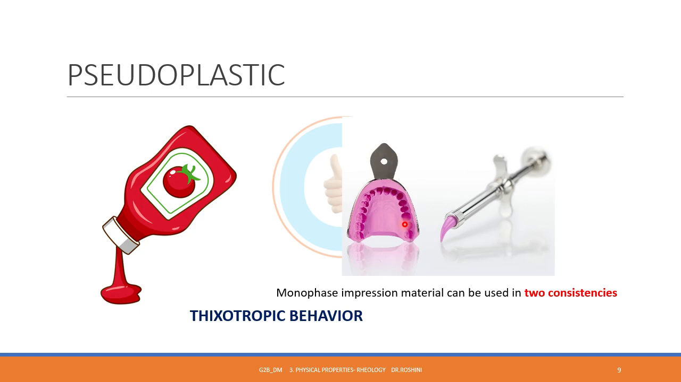The same material can be used as a heavy bodied material in the tray as well as a free flowing material in the syringe. So you can remember this ketchup example for pseudoplastic, and this type of behavior is called as thixotropicity. So the MCQ what they will ask is what type of liquids will exhibit this thixotropic behavior or pseudoplastic behavior or a shear thinning behavior. So all this comes under the category of pseudoplastic fluids where the fluid will be initially thicker and application of external shear force will thin the fluid and the fluid will have more free flow or the viscosity will become less.